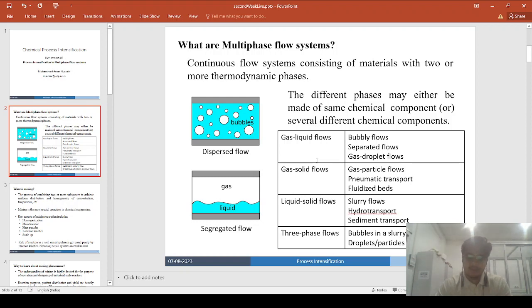And then comes the much more complex flow systems like the three-phase and four-phase flow systems. Some examples of three-phase flow systems are bubbles in a slurry flow, and droplets or particles in gaseous flow systems. Now, apart from categorizing multi-phase flow systems based on how many and what types of states of matter are involved, you can also classify the multi-phase flow system, especially the simplest two-phase flow system, further.